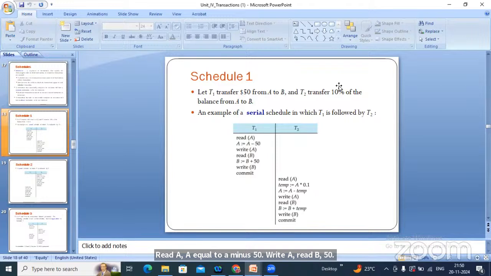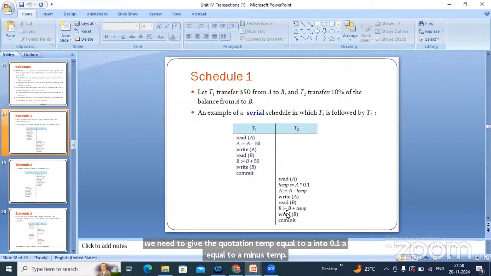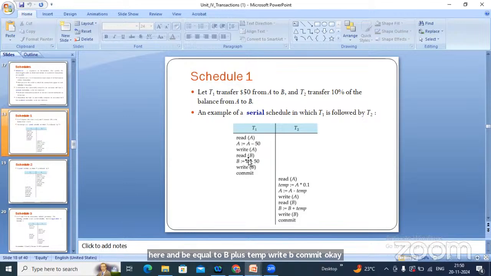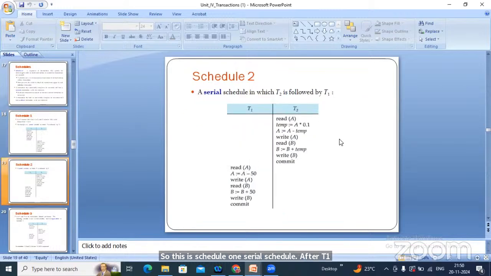T2 should transfer 10% of the balance from A to B. So we need to give the condition: temp equals A into 0.1, A equals A minus temp, write A, and B equals B plus temp, write B, commit. Okay, so this is schedule 1, a serial schedule. After T1 completion, T2 is executed. The next serial schedule is T2 followed by T1, like that.